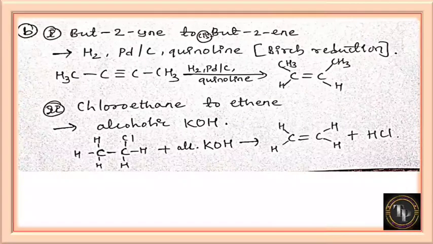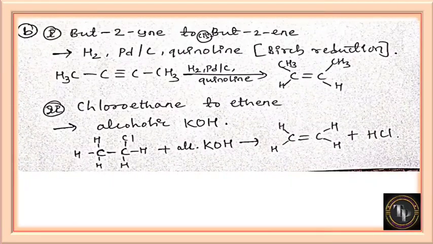See this B question. In the B question they have asked how but-2-yne is converted into but-2-ene, triple bond to double bond. See, it is called Birch reduction: H2, palladium over carbon in presence of quinoline as a solvent. See there, I have given the reaction also. So this reaction is called Birch reduction, guys.